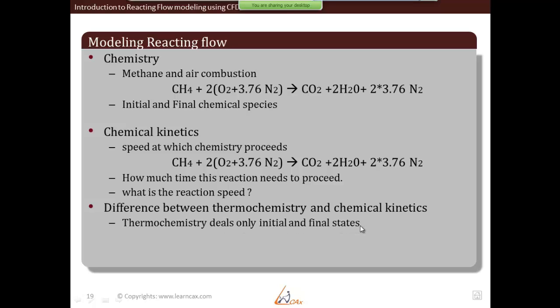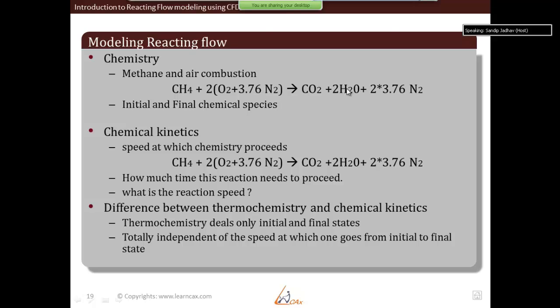Thermochemistry deals with only the initial and final states, and it is totally independent of the speed at which one goes from the initial to the final state. So thermochemistry is just writing down the reaction, the initial reactants and final products, whereas chemical kinetics is associated with how much time a reaction will take in order to proceed. Both mechanisms need to be put into the model. Chemical kinetics needs additional models.